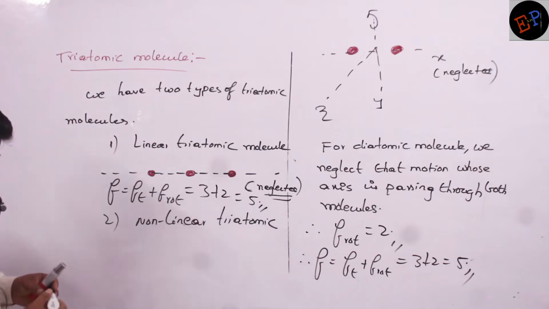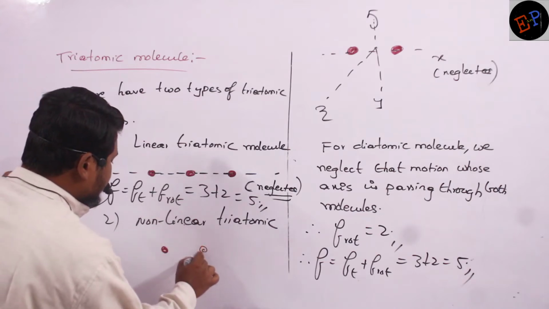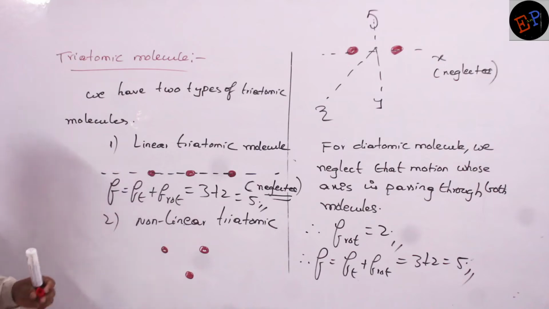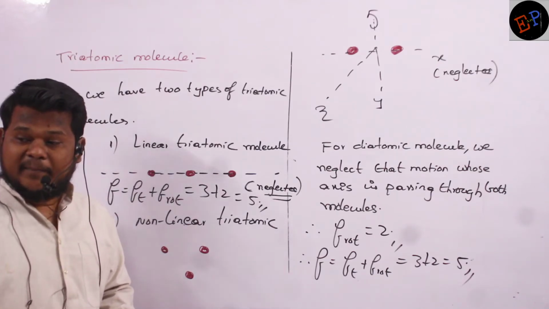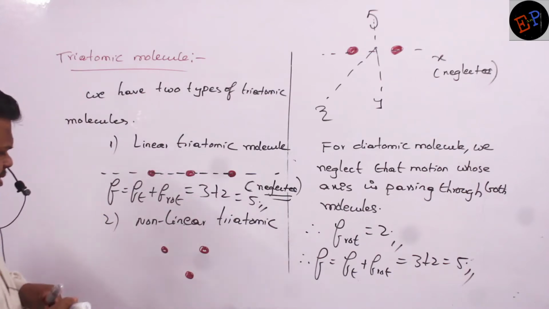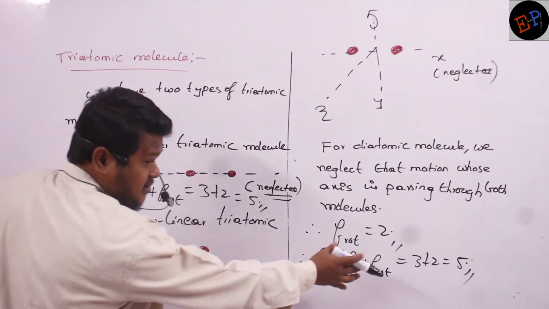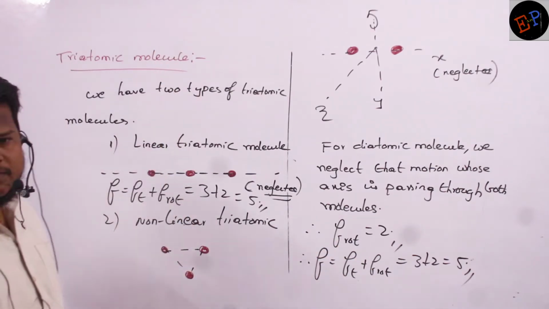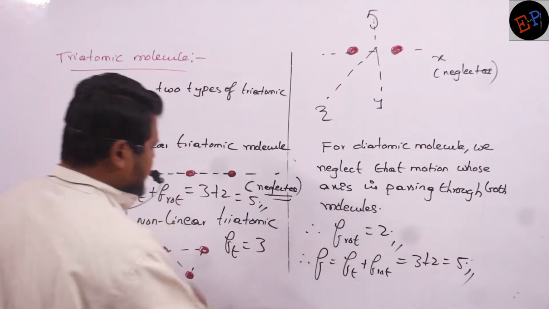Now what about a non-linear triatomic molecule? Non-linear means what? Consider this is one molecule, here there is one more molecule, and here there is one more molecule. Now how many degrees of translational freedom? 3 degrees of translational freedom. All these 3 molecules can move along the x-axis. All of them can move along the y-axis. All of them can move along the z-axis also. So definitely I can say translational freedom is equal to 3.